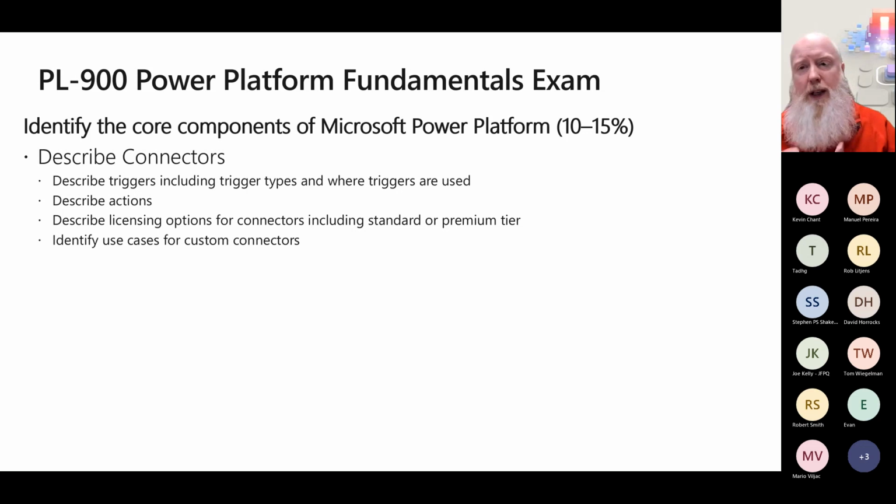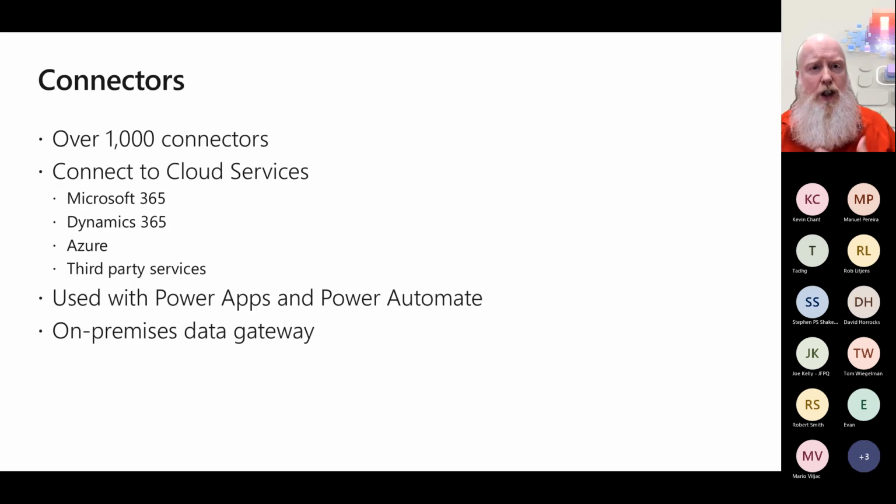So we use these REST APIs to connect to Microsoft 365 services, to Dynamics, to SAP, to Azure SQL, to Cognitive Services, to MailChimp. There's literally over 1,000 connectors now. They connect cloud services using these RESTful APIs, and this is how Power Apps and Power Automate link to these services. They use the data where it lives. We also leverage the on-premise data gateway that allows us to connect to on-premise SharePoint, on-premise SQL.